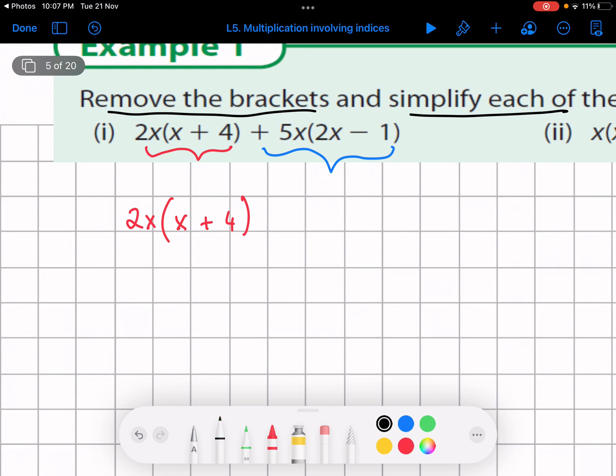Now we have, rather than just 2 by itself, which we've had in the previous video, 2x multiplied by everything in the brackets. So we need to multiply the 2x first of all by the x, which will give us 2x squared. x by x is x squared. And then we need to multiply 2x by 4, which would give us plus 8x.